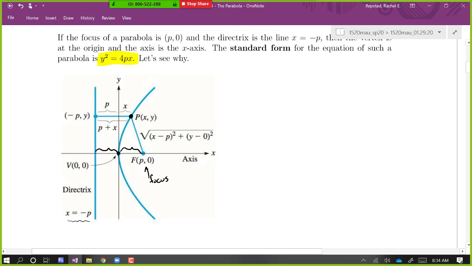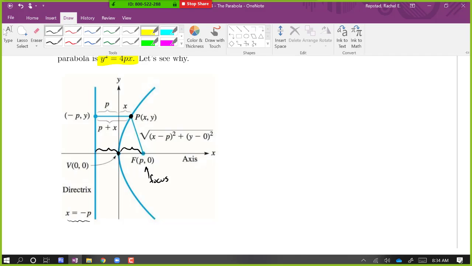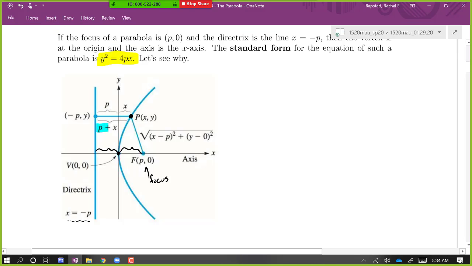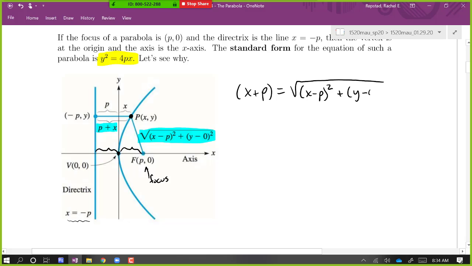So if the distance to the directrix is p plus x, and the distance to the focus is this, which we get just by using the distance formula, we're just going to set these equal to each other. We know that x plus p is equal to the square root of (x minus p) squared plus (y minus 0) squared. That equation certainly does describe the parabola. It's just not very simplified. So I'm going to get rid of the radical by squaring both sides.